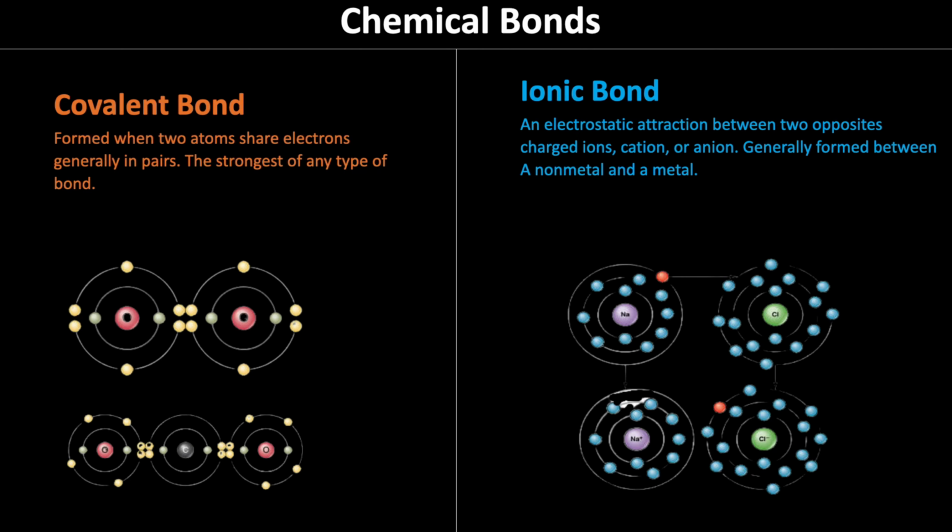And if you look at our illustration, we have sodium and chlorine. Sodium is a metal, an alkaline metal, and chlorine is a non-metal. So this is an example of an ionic bond.